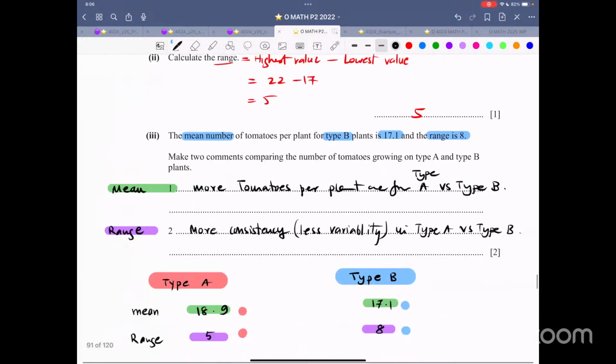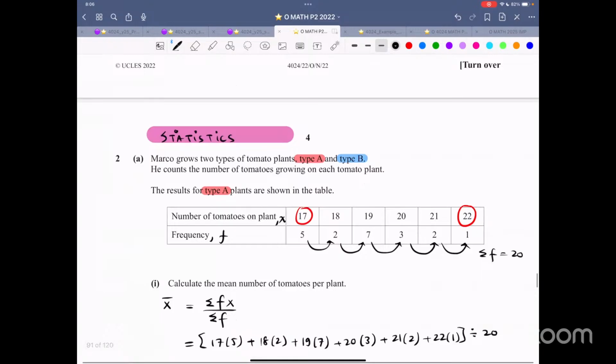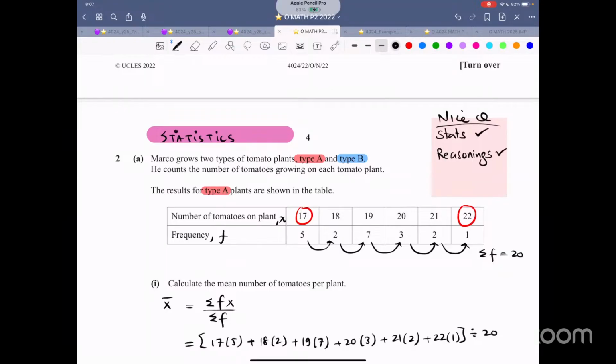Now this thing, yes. Something about reasoning, statistics in reasoning. So let me write over here, nice question. That is about statistics, and it's about some basic common sense reasoning. So now let's read this question.